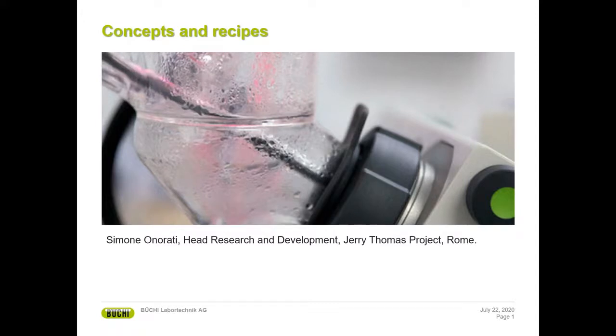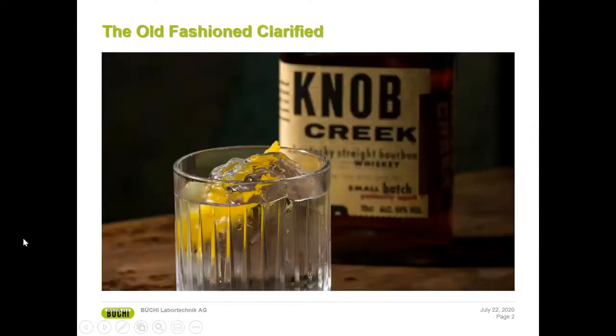Now let's get to the point. This webinar is being organized because we would like to demonstrate some potential applications in the bar industry of vacuum distillation by Büchi rotary evaporator. The first project or application I'm very glad to present is called the Old-Fashioned Clarified.